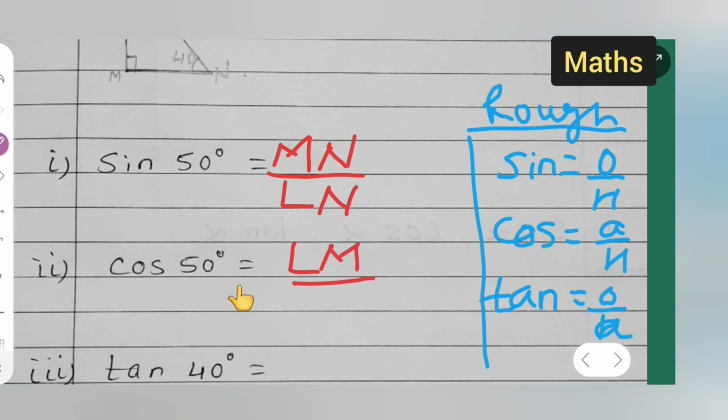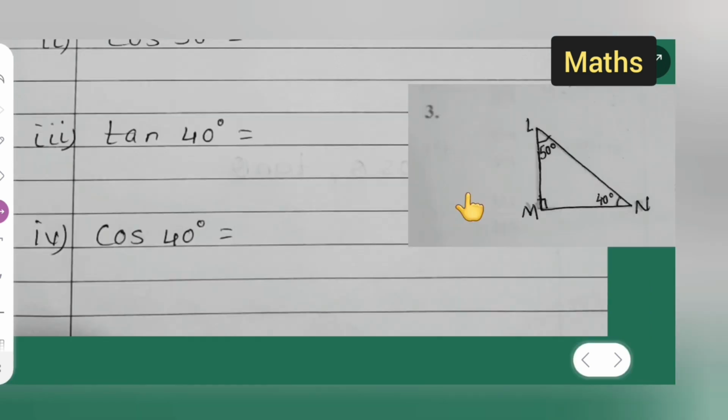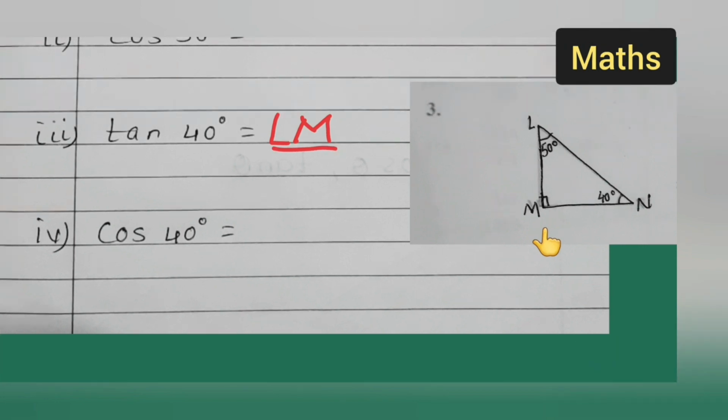Lm upon Ln. Okay. Next, moving towards the tan theta. For tan theta, what is the formula? Opposite upon adjacent. So what is the opposite of 40? Opposite of 40 is Lm, right? So let me write down. Lm upon what it was? So Mn, right?